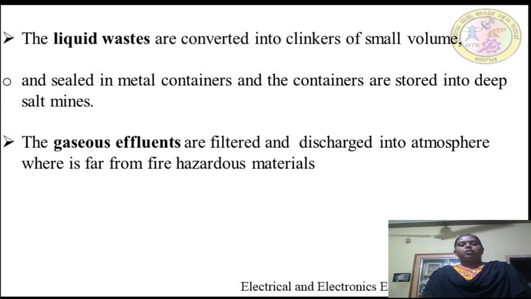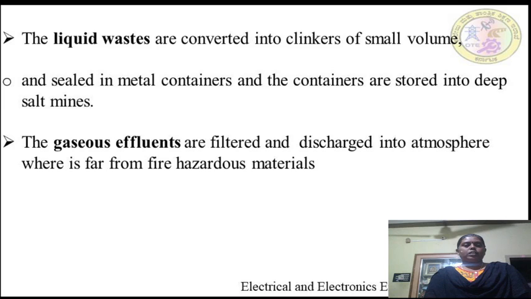The next type of waste is the liquid waste. The liquid waste produced by the nuclear power plant is first converted into clinkers of small volume, and then it is sealed in metal containers and these containers are stored in deep salt mines. This is the disposing of liquid waste.